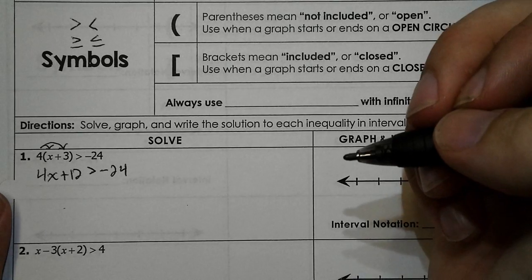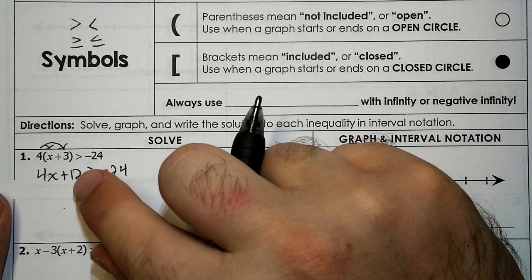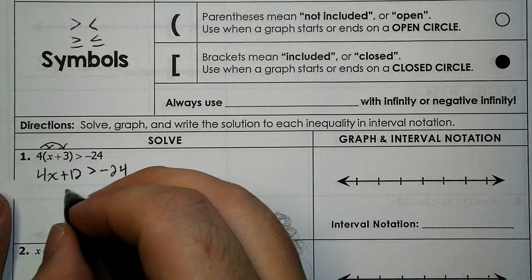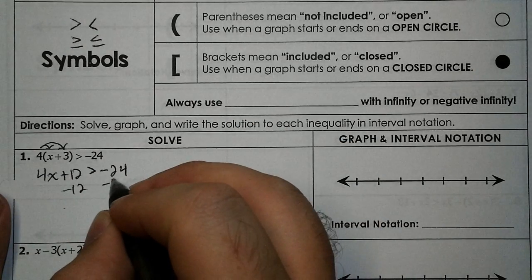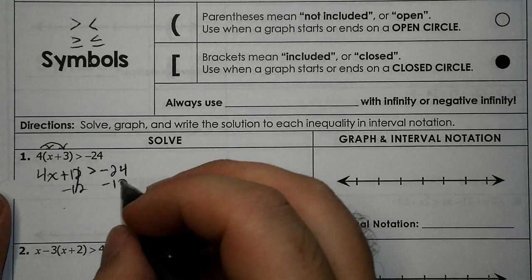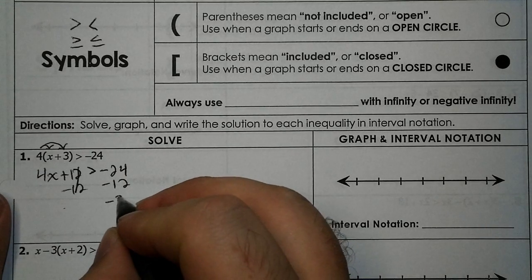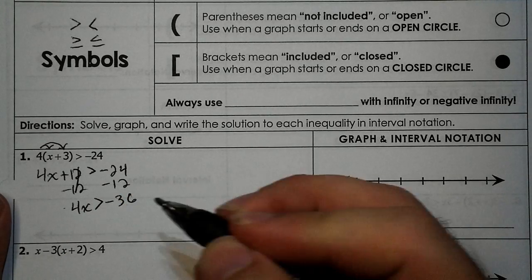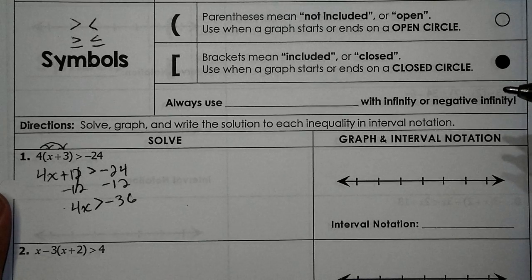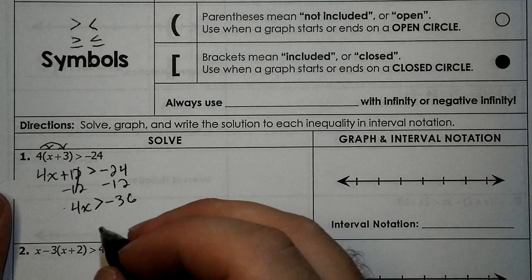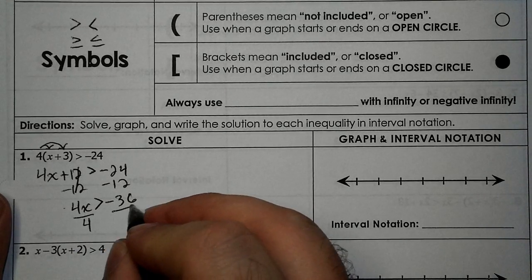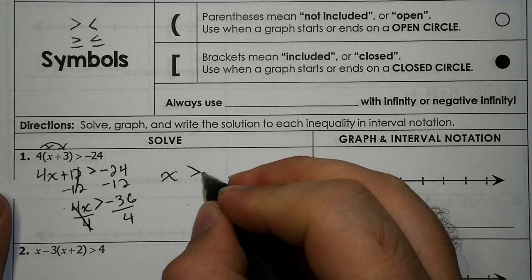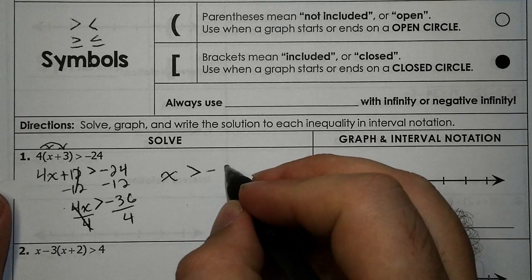Now, just like an equation, just kind of ignore that symbol for the moment, move your numbers to the other side. So let's move this plus 12 by going minus 12. Those cancel. Negative 24 minus 12 is negative 36. So we've got 4 times x is greater than negative 36. Now my last step, I'm going to divide by 4, just like I would do normally, and I end up getting x is greater than negative 9.